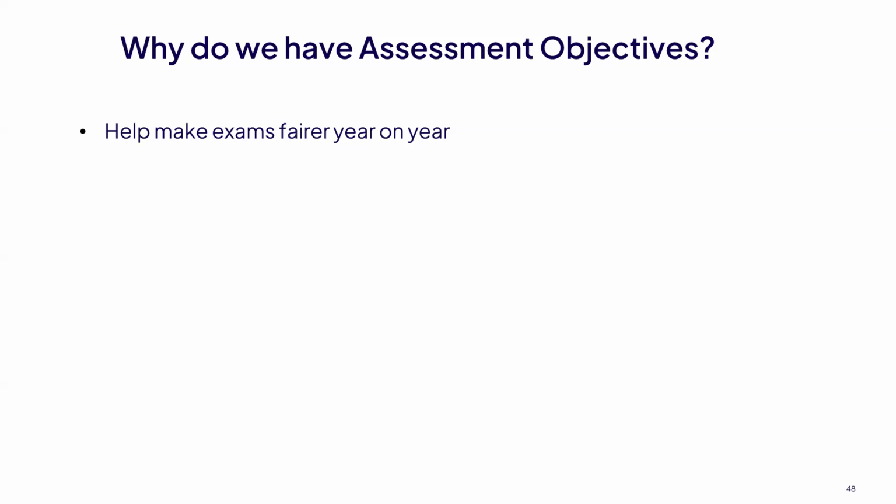And the way in which they do that is that in every single paper of units 1, 2, 4, and 5, there has to be a certain percentage of marks allocated to each of the assessment objectives, and that has to be constant from one paper to the next. So that helps make the papers fairer year on year. So there will never be an overload of any one particular assessment objective being assessed in a paper. It will always be within certain parameters from one paper to the next.